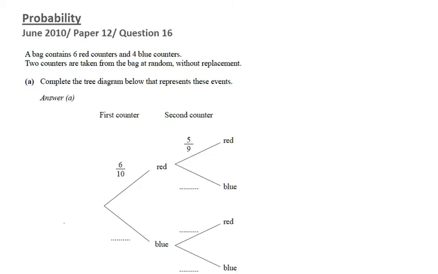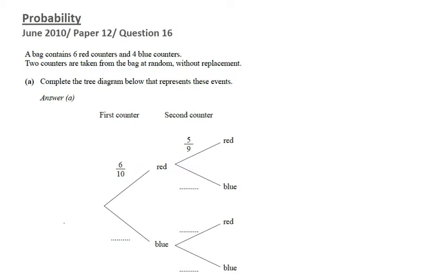Okay, here we have another question of probability, and this question is from June 2010, paper 1, question 16. According to this question, a bag contains 6 red counters and 4 blue counters. Okay, 6 red, 4 blue. So altogether we have 10 counters. 2 counters are taken from the bag at random without replacement.